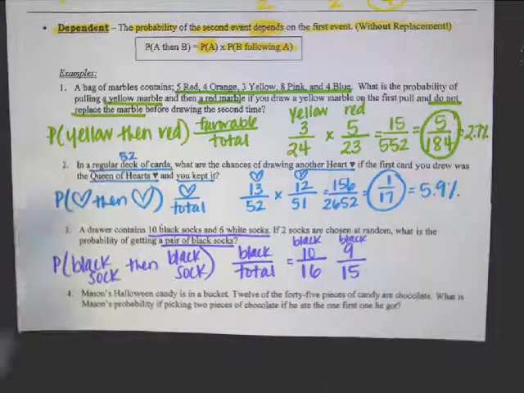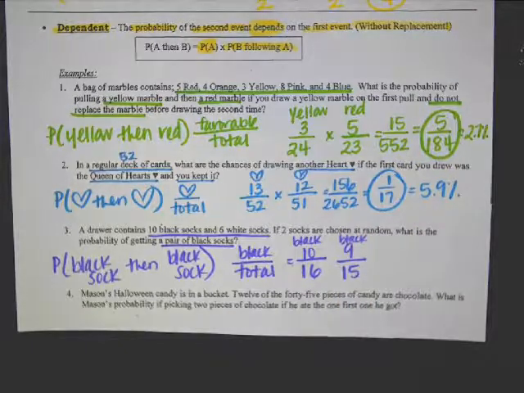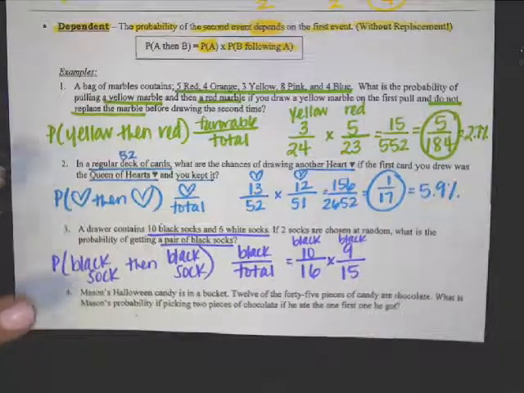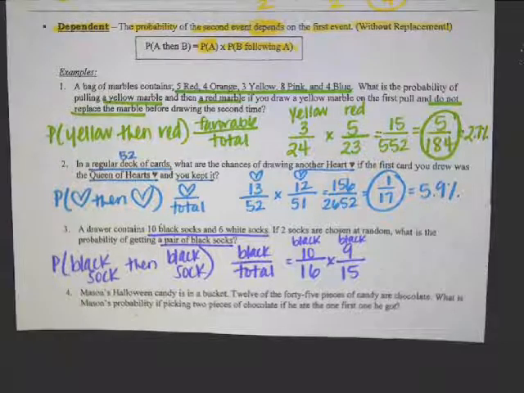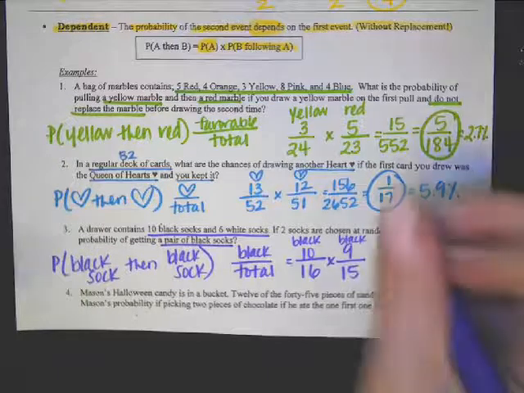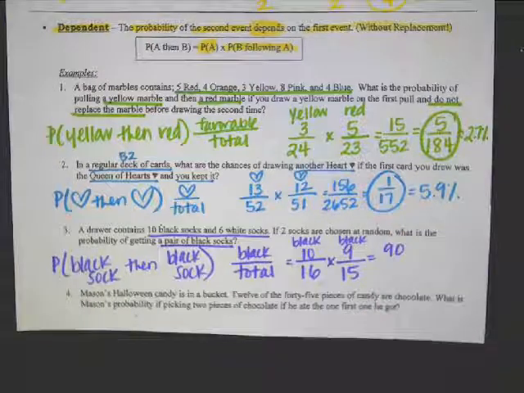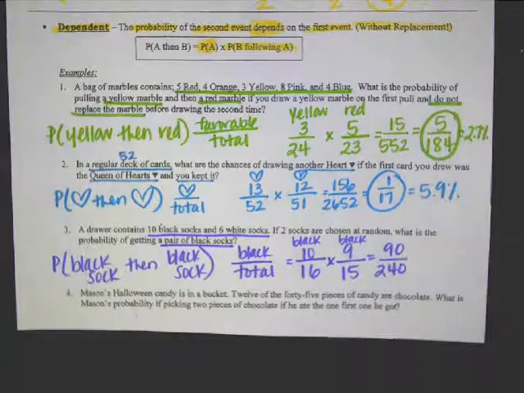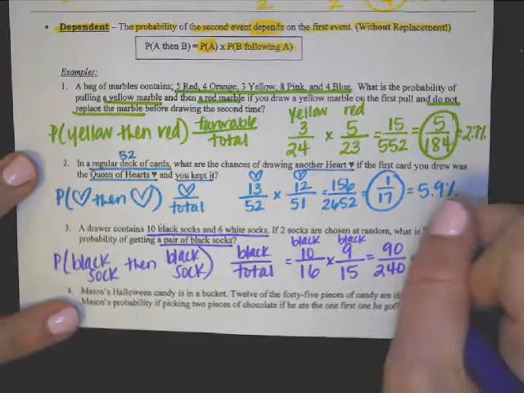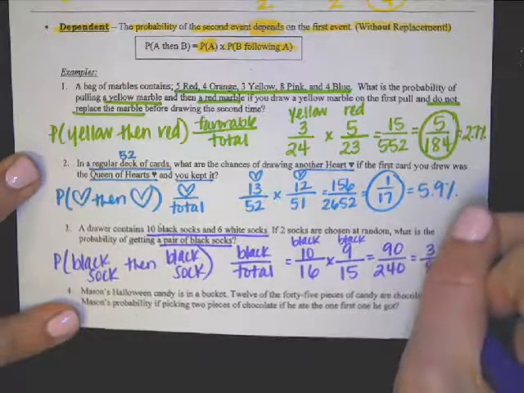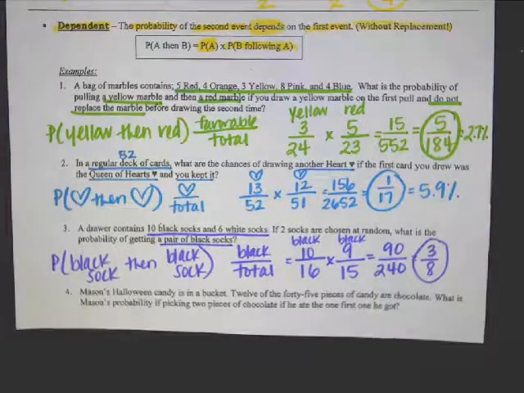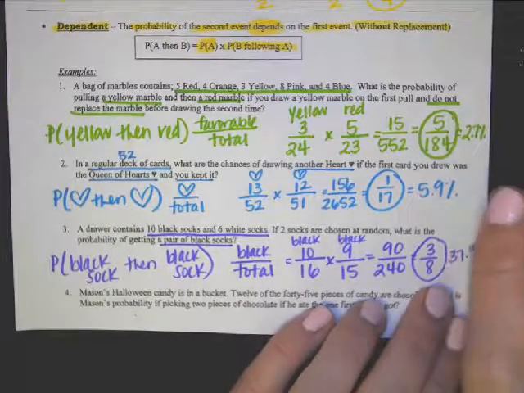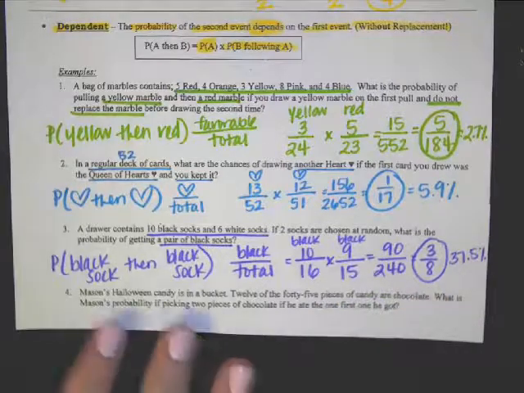The chances of me getting a black sock, keeping it out, and then pulling another black sock, I'm going to know my chances by multiplying these two fractions. We would say 10 times 9 gives me 90, and then 16 times 15 gives me 240. Seeing that both these numbers end in a 0 tells me that I can simplify. And using your calculator, you can simplify this fraction down to 3/8. 3/8 is about 37.5%. It's unlikely, but it could still happen.